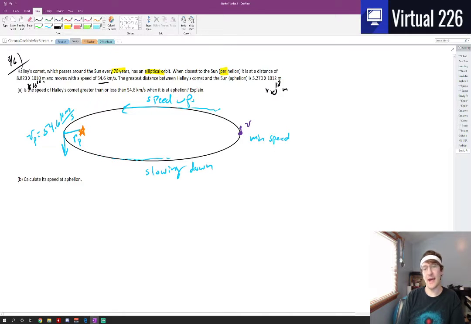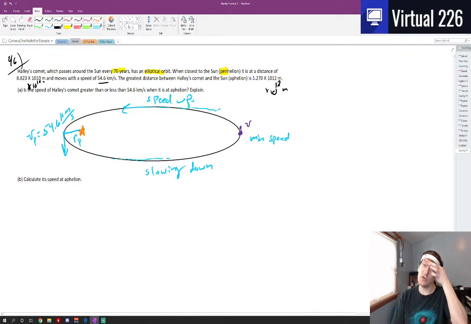And we can think of this as the object falling away from the sun. The gravitational force from the sun is pulling back on it. It's going to accelerate it in a negative direction, or at least a component of the acceleration is pulling it in a negative direction. And the object will slow down.